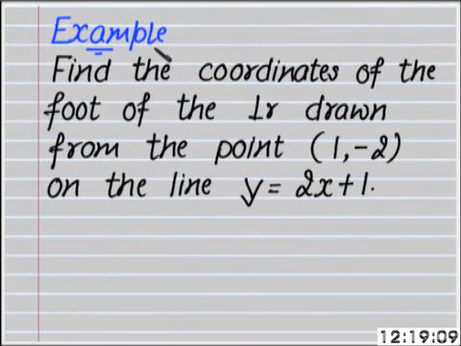Now let's see another example. Find the coordinates of the foot of the perpendicular drawn from the point with coordinates 1, minus 2 on the line y equal to 2x plus 1.